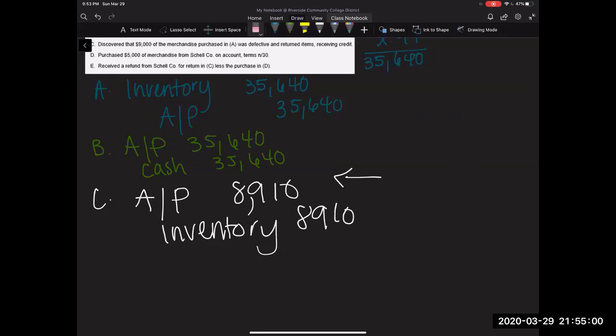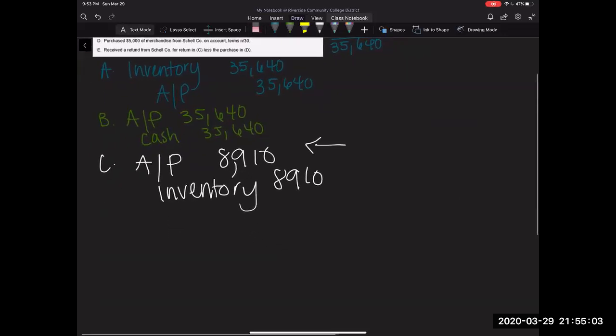All right, so now we're moving on to D. D says we purchased $5,000 of merchandise from Shell Company on account, terms were net 30. So in this particular instance, they didn't give us a discount. Man, they're doing us dirty, but they didn't give us any kind of discounts. So now we're just purchasing it, right? The way we're going to do that is a debit to inventory in the full amount of $5,000. And then our credit is going to be to accounts payable because it says on account, of $5,000. All right, E. E is my problem child.